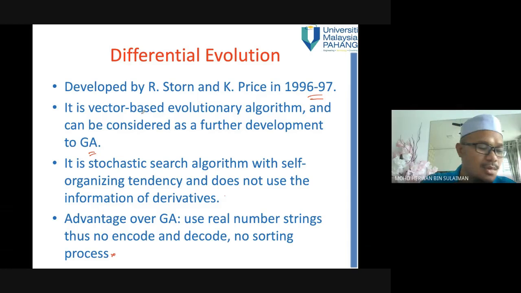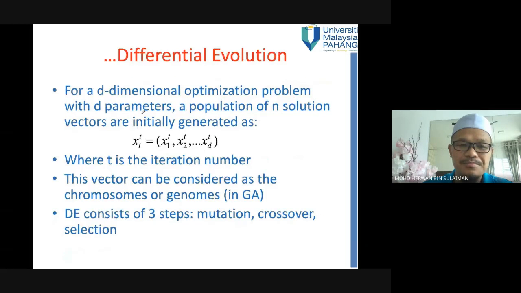Okay. Because just now we used the GA toolbox in MATLAB, we don't know what happened inside the GA. Supposedly there is an encoding and then evaluation, and then they go for crossover and mutation, and then there is a sorting process to get the best result at the top of the population. This one we will look at in detail using the DE in MATLAB.